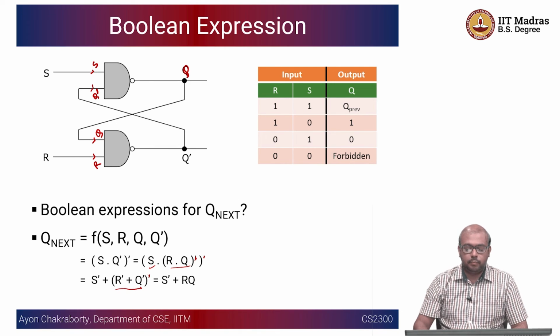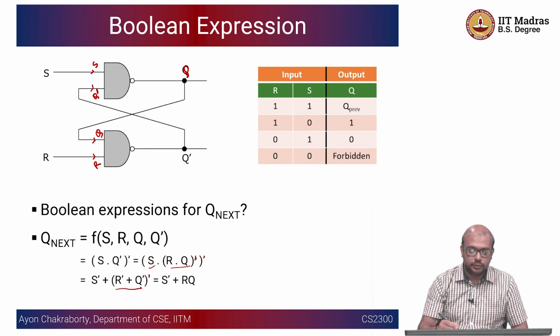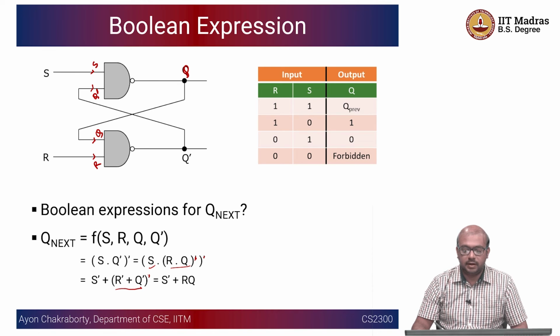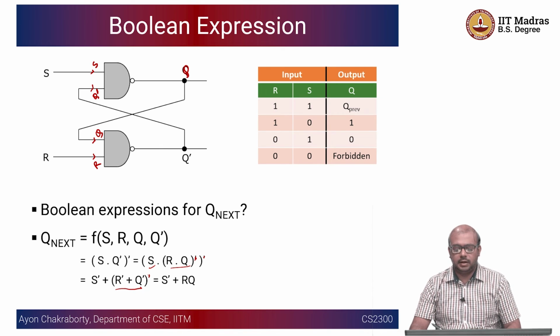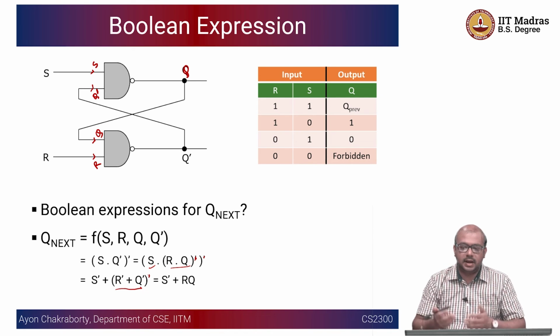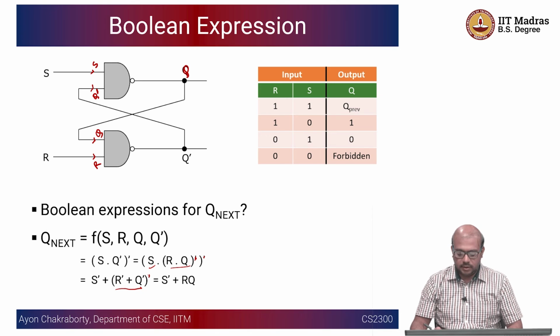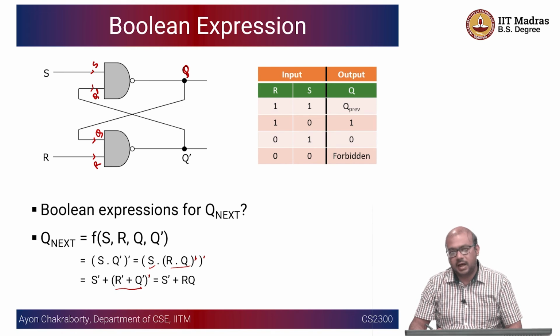This is a Boolean expression that could be used to find out Q next, given the values of S, R and Q. The value of Q could actually be the current value or the previous value. If it is the current value, we are trying to predict the next value. You can try this out with various values and see whether things make sense or not. Just mind that for R and S both equal to 0, you are not permitted to use that kind of configuration in an R-S latch.